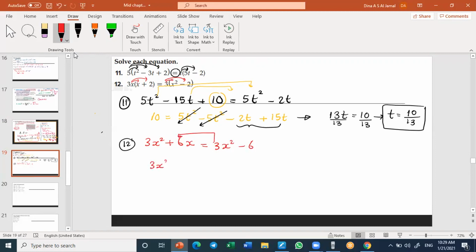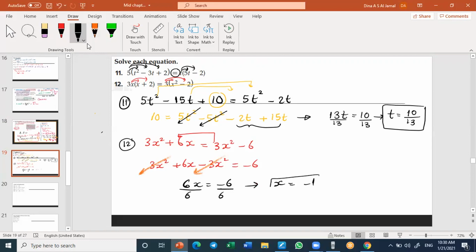So 3x squared plus 6x minus 3x squared is equal to minus 6. This helps you to see that these are like terms that can be cancelled. So 6x is equal to minus 6, divided by 6 on both sides. You will be having your x as minus 1. Remember, you can always check by putting the number again inside the equation, and see if the right hand side will be equal to the left hand side or not.